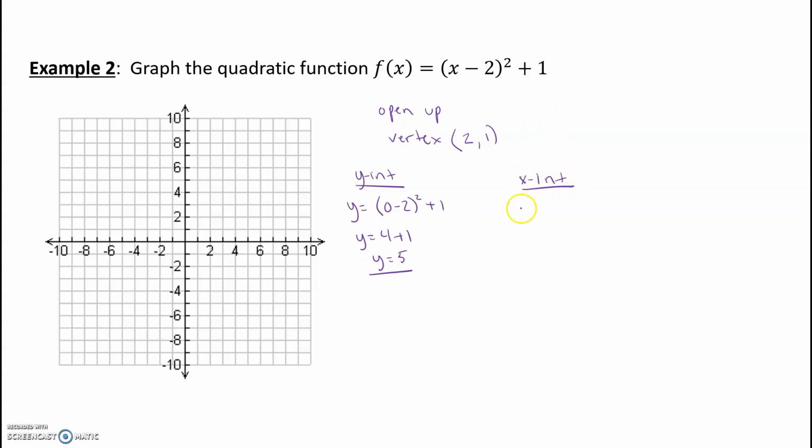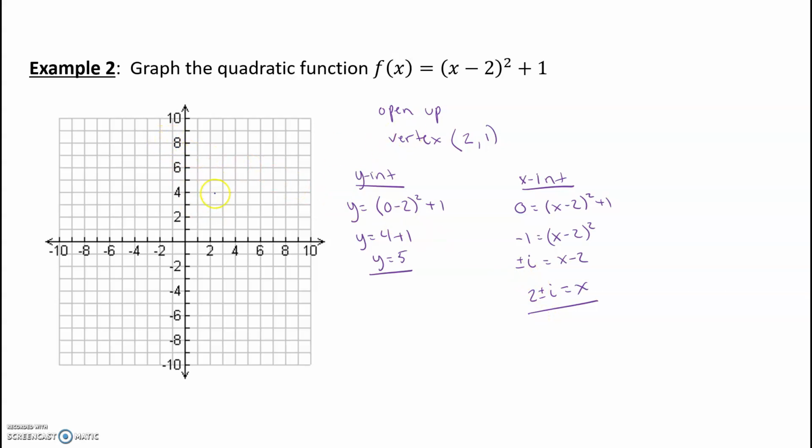X-intercept, we want to plug in 0 for y. So we've got (x minus 2) squared plus 1. We're going to subtract the 1 from both sides. Now here, when you take the square root of both sides, I'm going to have the square root of -1, which is i, plus or minus i, equals x minus 2. And when you add 2, it's 2 plus or minus i. So notice this is imaginary. That means we're not going to have an x-intercept.